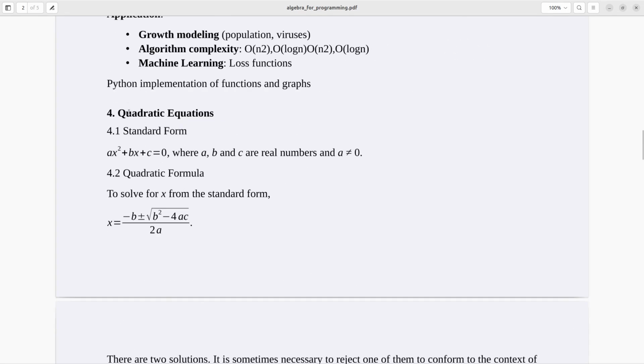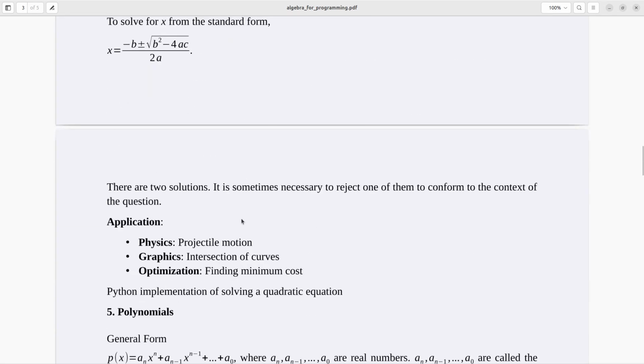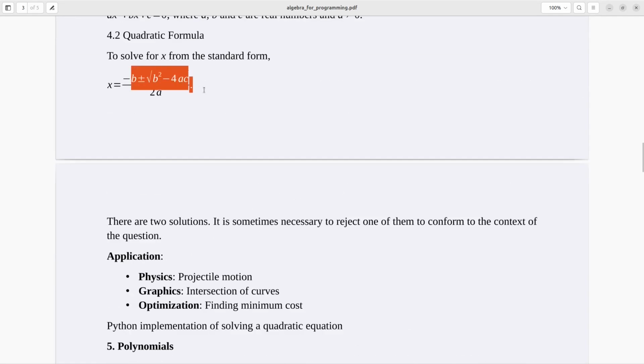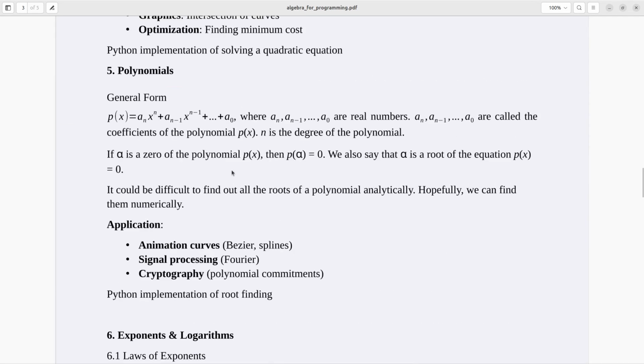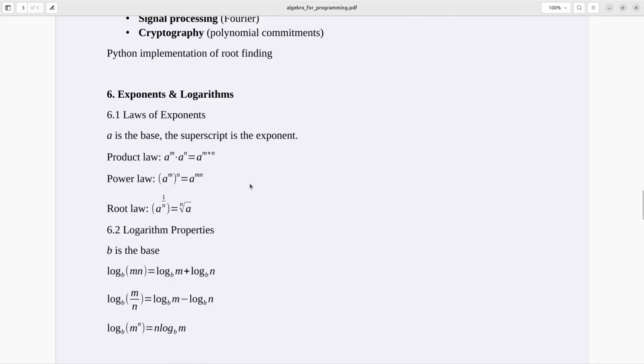And we also know how to solve the quadratic equations by using the quadratic formula here. And we also know how to set up a polynomial, and we can evaluate the roots of the polynomial by setting p of x equals 0, and then we solve for this equation to get the value of x as the root of the equation. And we also learned the exponents and the logarithms together with the corresponding laws of exponents and logarithms.